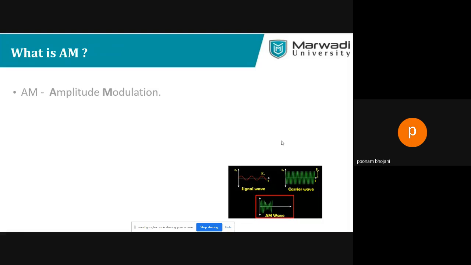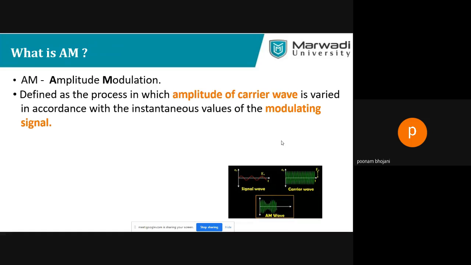So let us see that. Amplitude modulation is defined as the process in which the amplitude of the carrier wave is varied in accordance with the instantaneous values, or you can say the amplitude, of the modulating signal. The amplitude of the carrier is varied in accordance with the amplitude of the modulating signal. So just a minute, see this animation here.